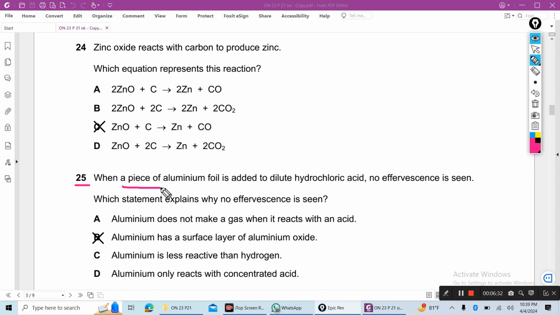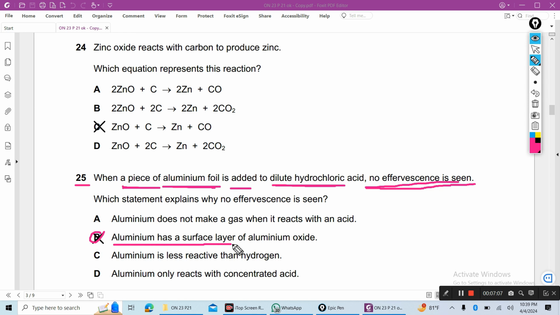When a piece of aluminum foil is added to dilute hydrochloric acid, no effervescence is seen. When aluminum foil is added to hydrochloric acid, hydrogen gas would be produced and effervescence should be seen. But here the question says no effervescence is seen. That means aluminum does not react with dilute hydrochloric acid. Why? B is the correct answer.